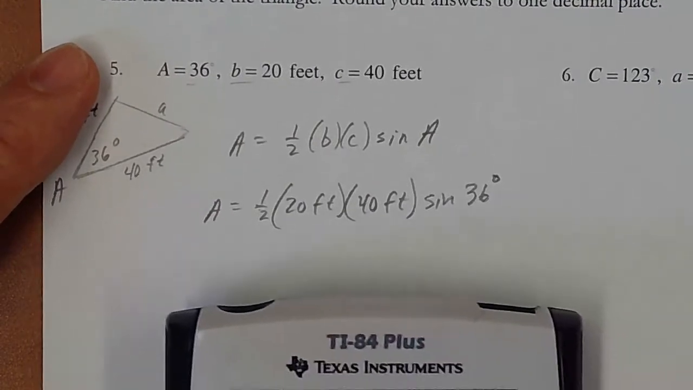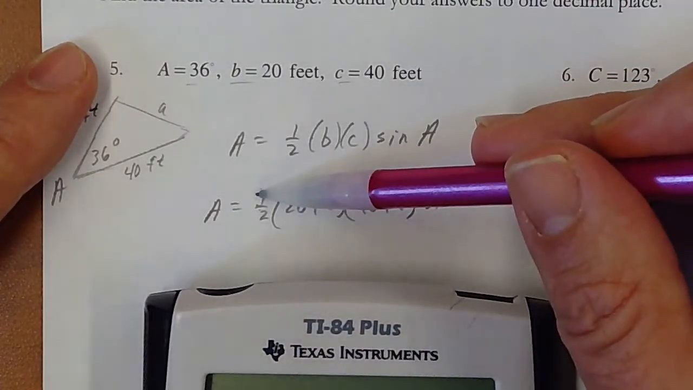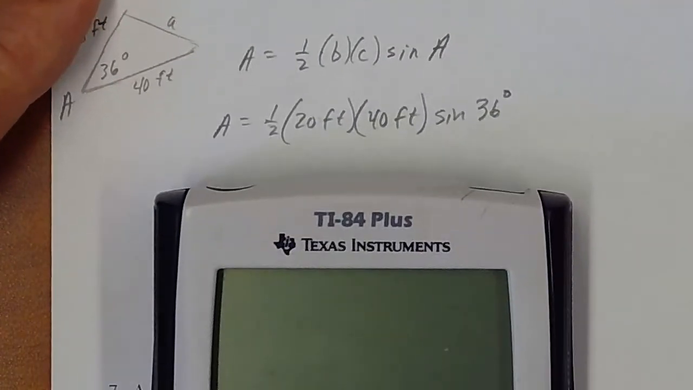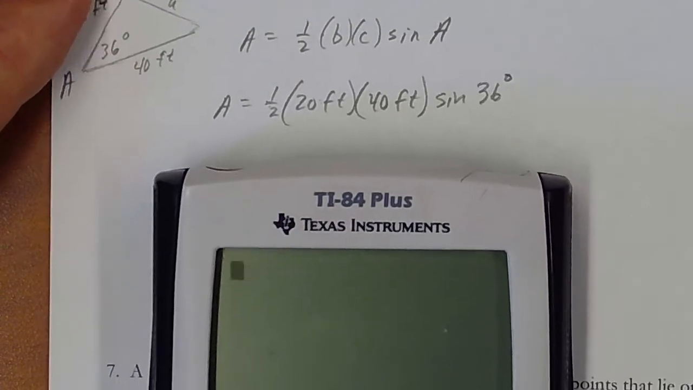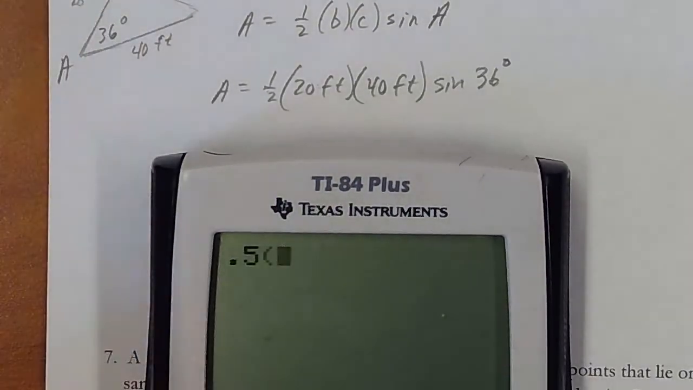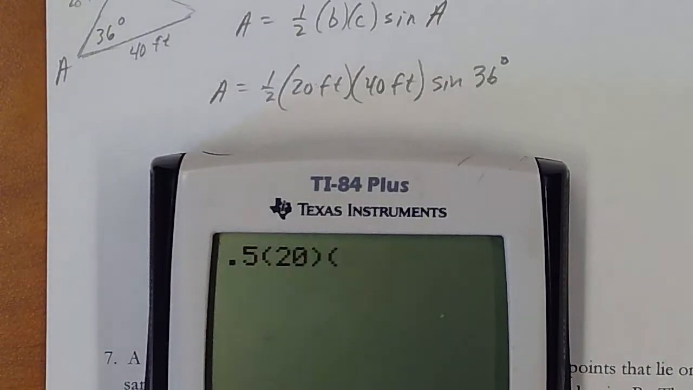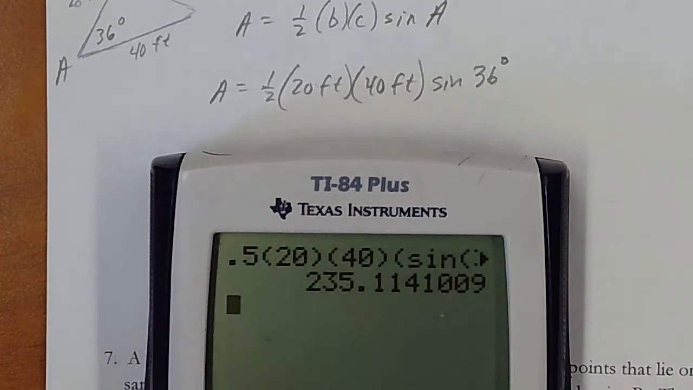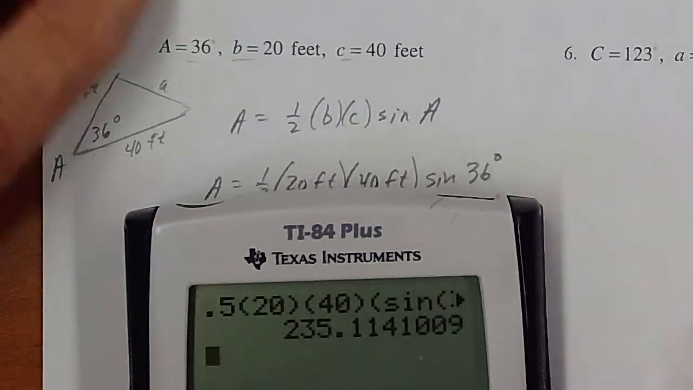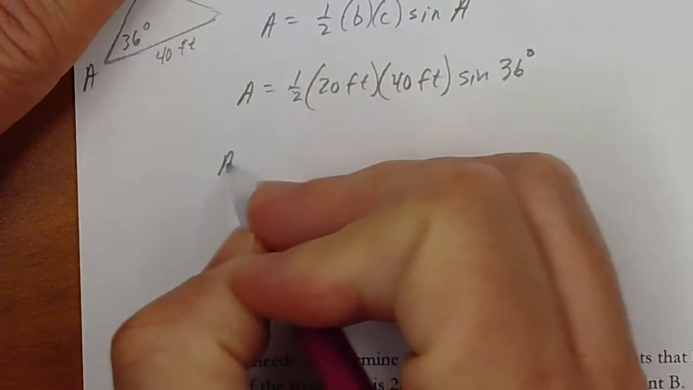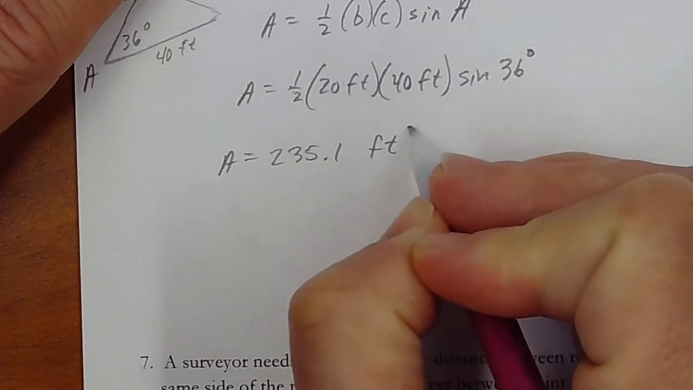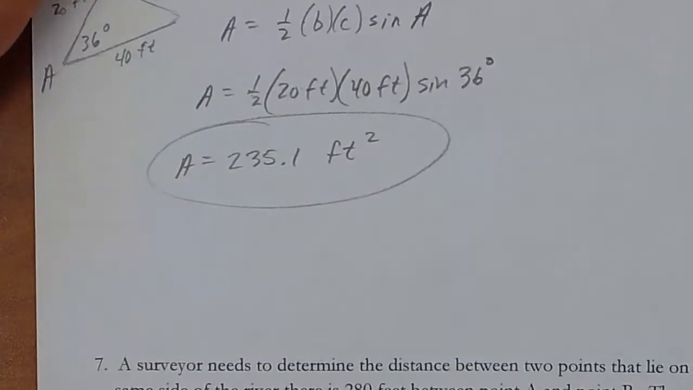Now, it's just a product of four things. If I took one step at a time, I could get 1/2 times 20 is 10. 10 times 40 is 400. Then do 400 times sine 36. If you want to do some of the mental math and do less typing, you could. Or you could just punch it all in: 1/2 times 20 times 40 times the sine of 36 degrees. And we get our answer just like that. 235 point, what do they want us to do? One decimal place, 235.1. So the area, let's include units as well, 235.1 feet squared, because we're taking area.